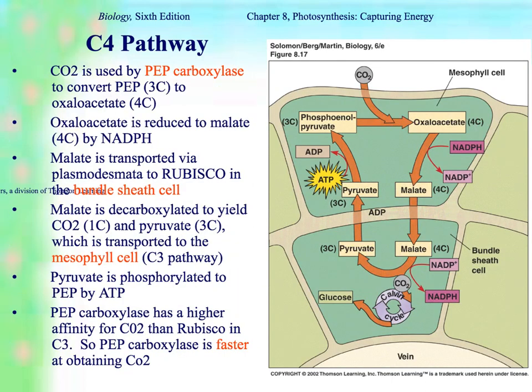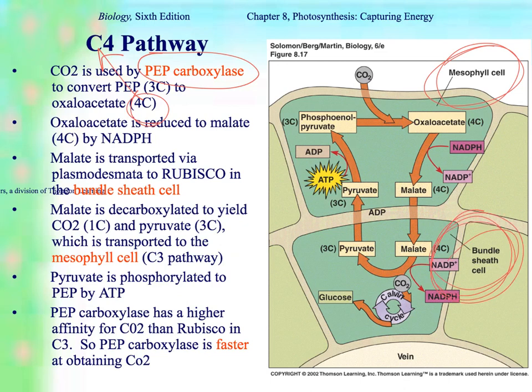In the C4 pathway, there is a different enzyme. It's called PEP carboxylase that converts the 3-carbon compound to a 4-carbon compound, and that's why it is called the C4 pathway. We also have a difference in location. In the C3 pathways, we're using the mesophyll cells, and C4 pathways, they're doing a lot of the reactions in the bundle sheath cells as well.